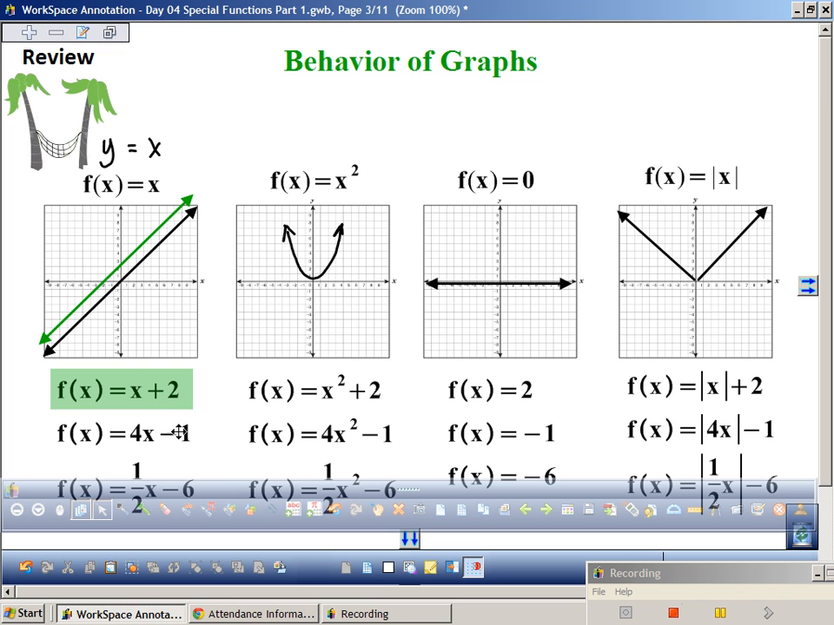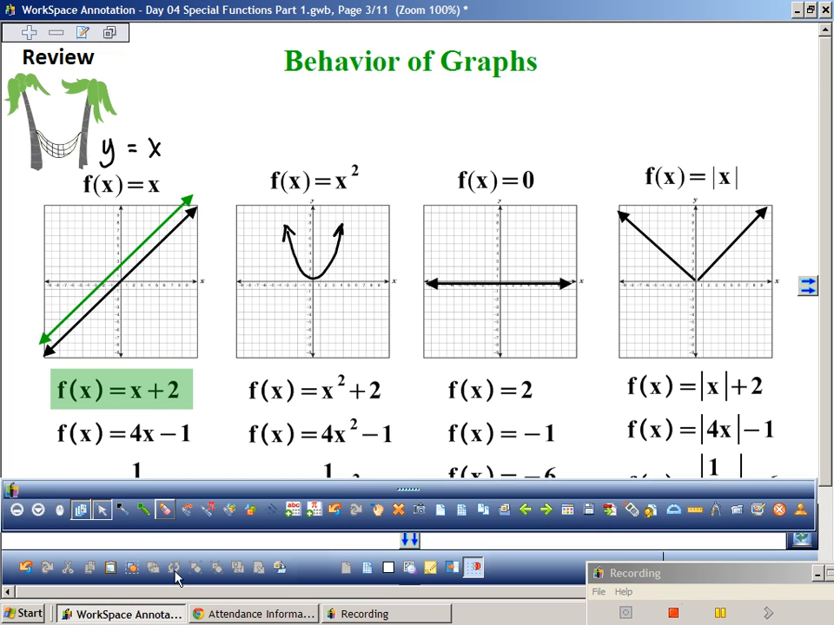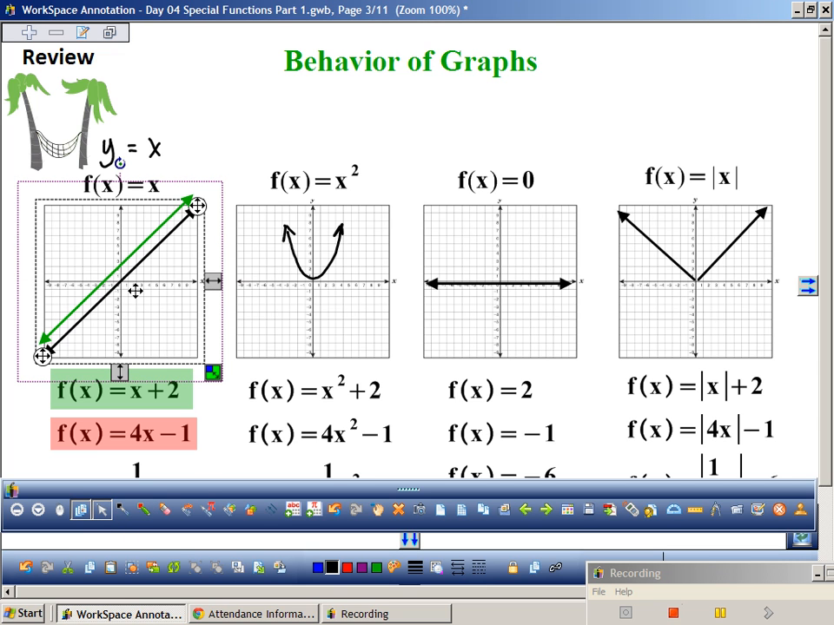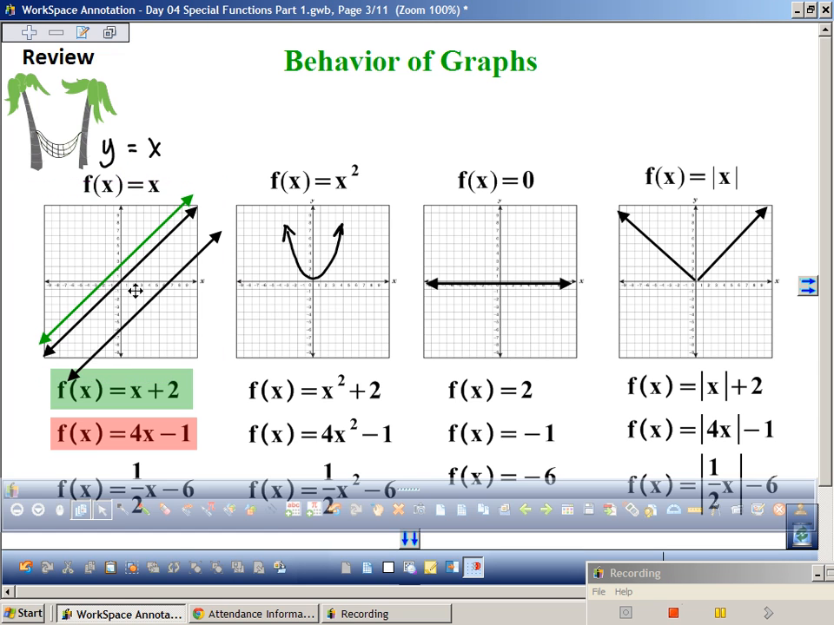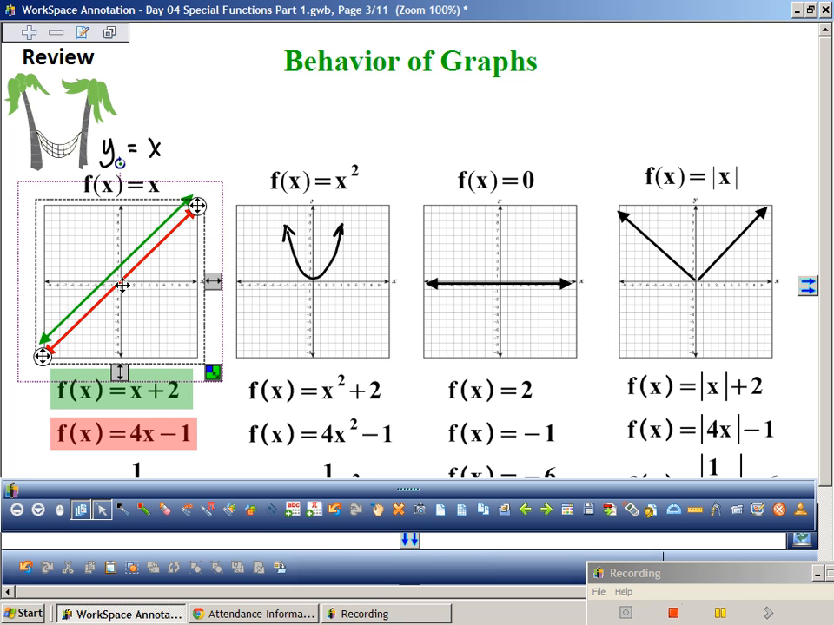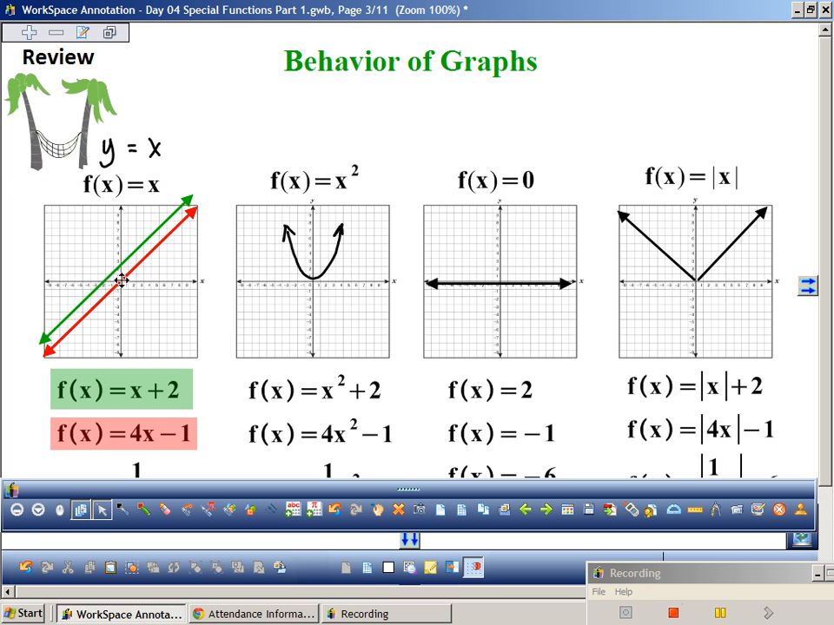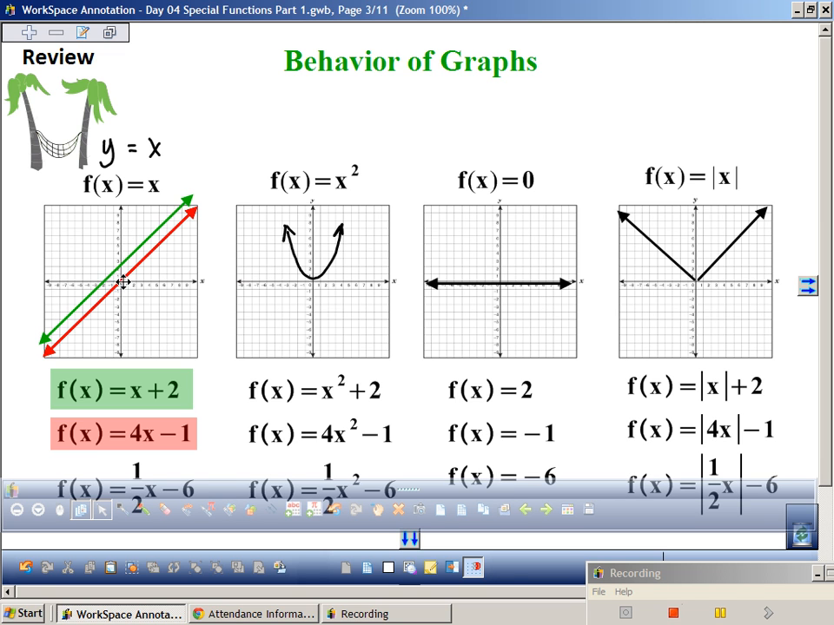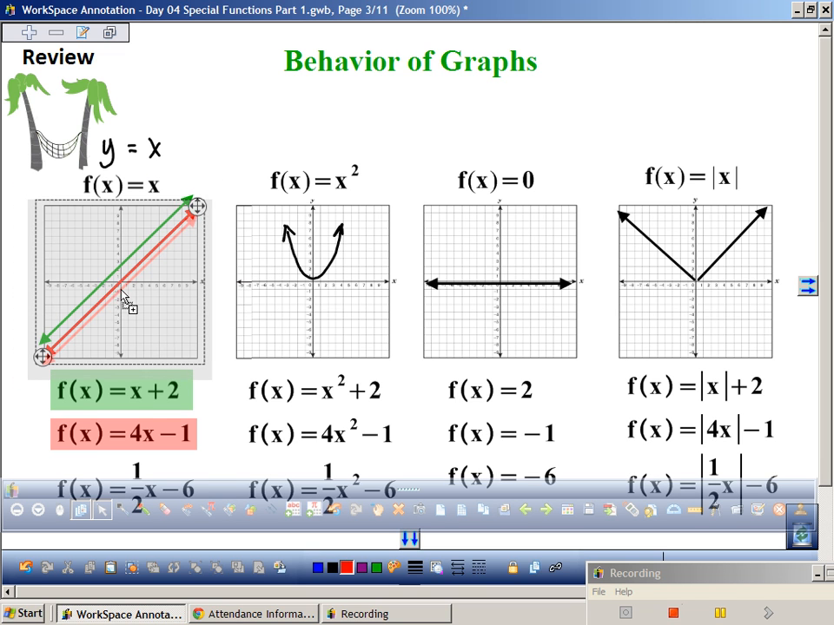What about 4x minus 1? What color do you want to make that one? Red. Got it. So let's make that one red. Take my parent graph, copy it, paste it, make it red. What are we going to do with it? It's at the center, at the origin. What's going to happen to it? Somebody raise your hand and tell me. Okay, so it's going to shift down 1.